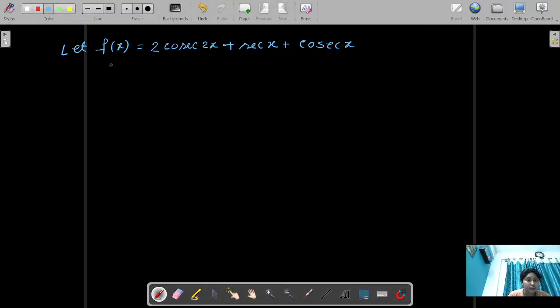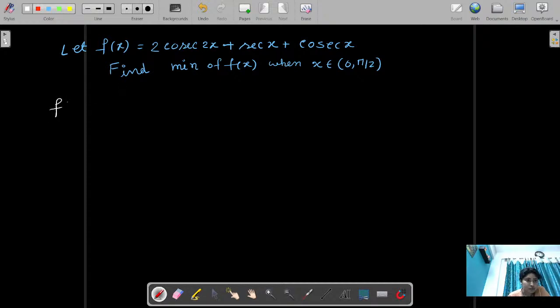Okay. So the question is, find the minimum value, min of f of x, when our x belongs to the open interval 0 to pi by 2. So that is the sum we have to solve. First let us see how we can write this in a different form, which will be easy for our calculation.